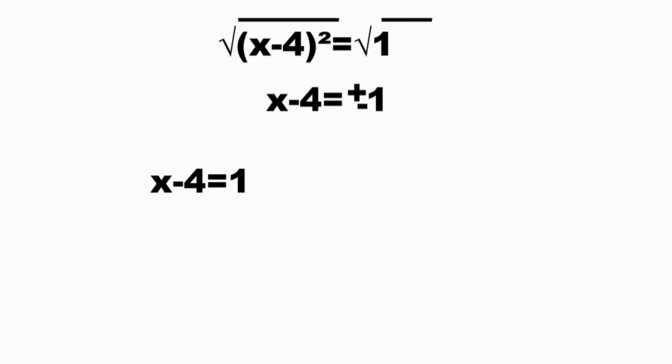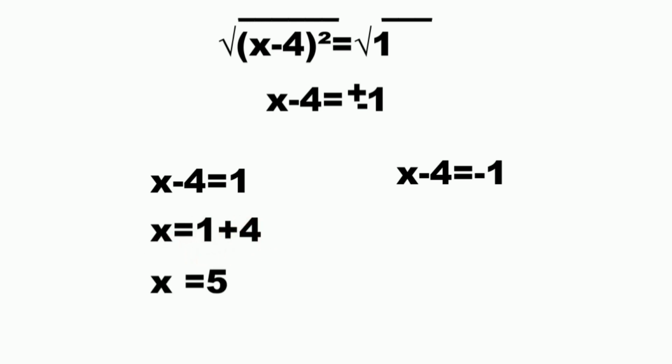From this, we can have the first value of x as x minus 4 equals 1, and the other is x minus 4 equals negative 1. From here, transpose 4 to the right side of the equation, making it positive. So we have x equals 1 plus 4, and 1 plus 4 is 5. So x equals 5.